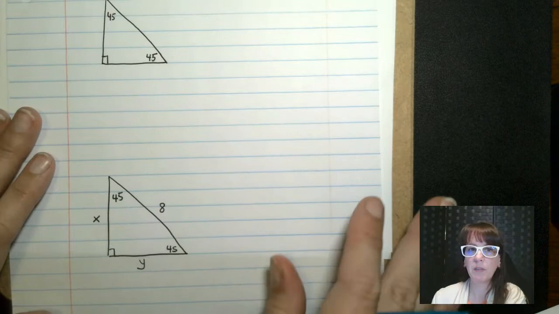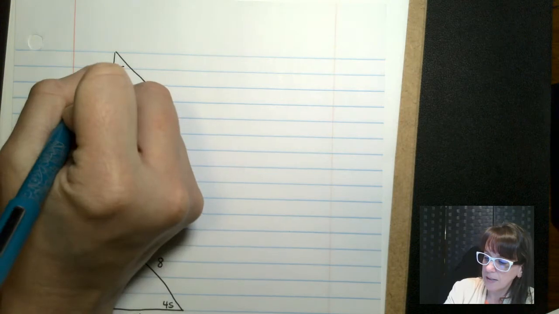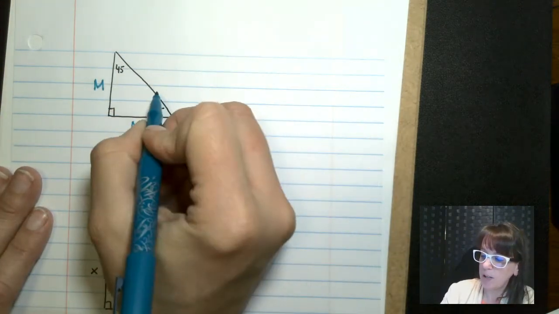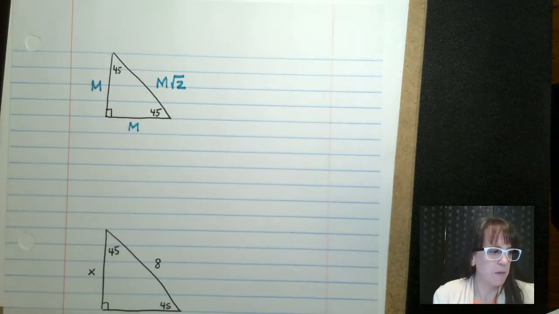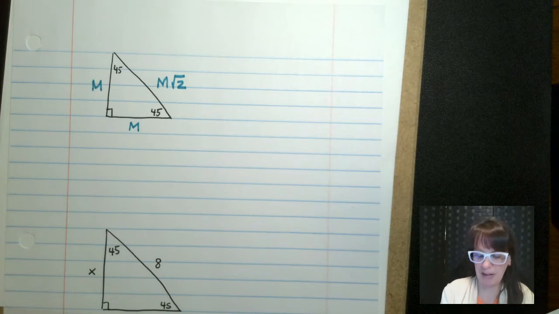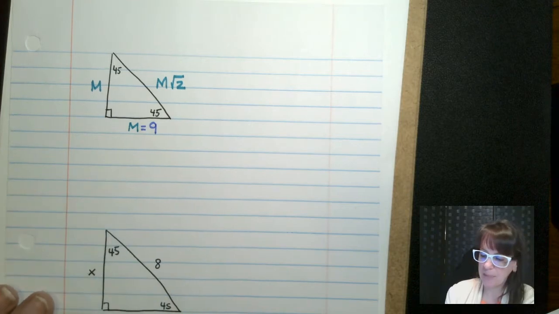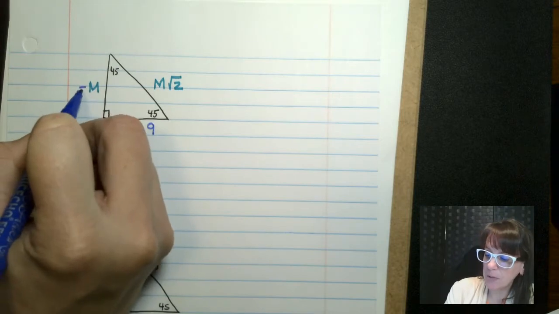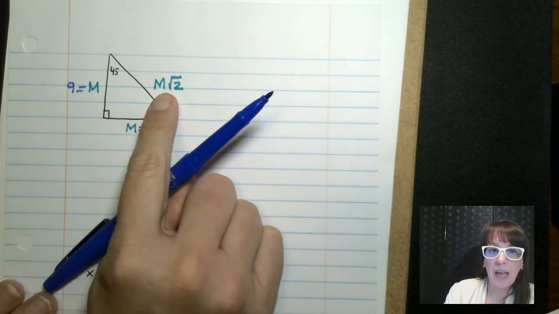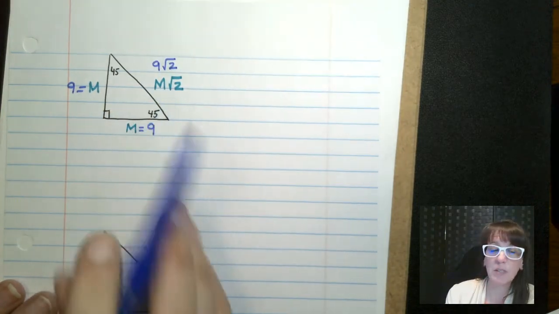So these are 45 triangles. Remember, opposite, so this is going to be m, this is going to be m, and then this one is going to be m root 2. Okay, I'm going to be honest, I didn't realize I forgot to write the problem in there, so I had to go look that up really quick. This one equals 9, so that would have said 9 here. So if this m equals 9, remember this is an isosceles triangle, this m also equals 9. And so if m equals 9, this side over here is just 9 root 2, because we substituted in for our m.